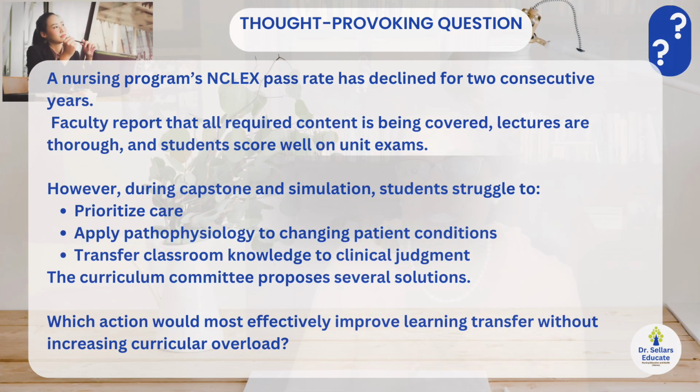A nursing program's NCLEX pass rate has declined for 2 consecutive years. Faculty report that all required content is being covered, lectures are thorough, and students score well on unit exams. However, during capstone and simulation, students struggle to prioritize care, apply pathophysiology to changing patient conditions, and transfer classroom knowledge to clinical judgment. The curriculum committee proposes several solutions. Which action would most effectively improve learning transfer without increasing curricular overload?